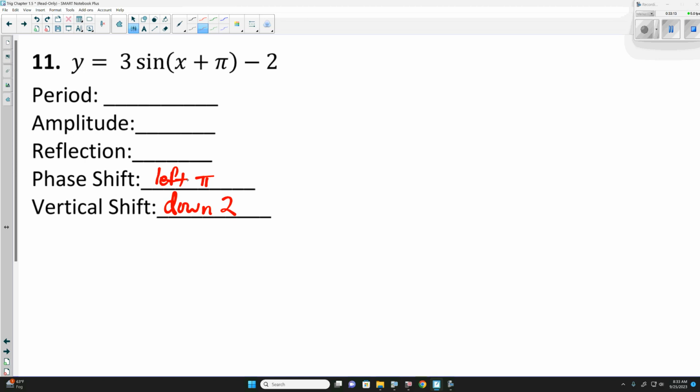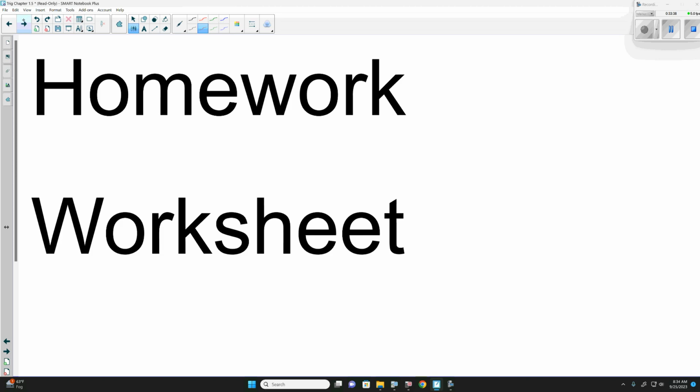Now the two places that we could have a reflection where there needs to be a negative are actually both positive, so there is none on their reflection. What would our amplitude be? 3. And what would the period be? 2 pi, because since the value of B is 1, it tells us that the period is 2 pi. That's it.